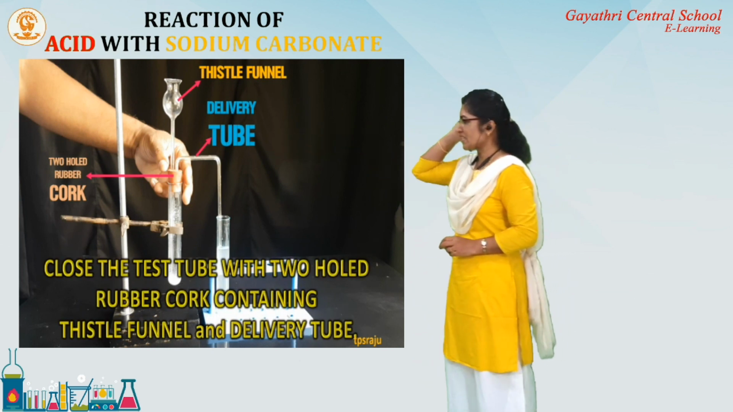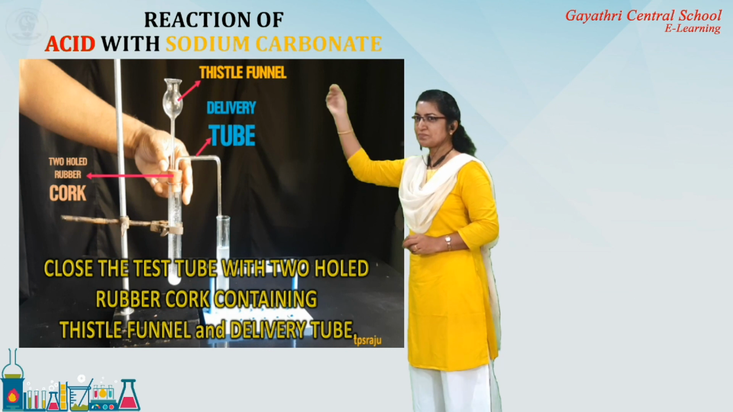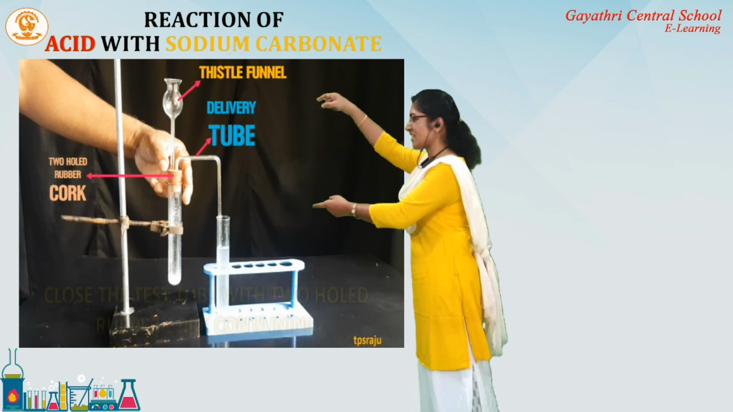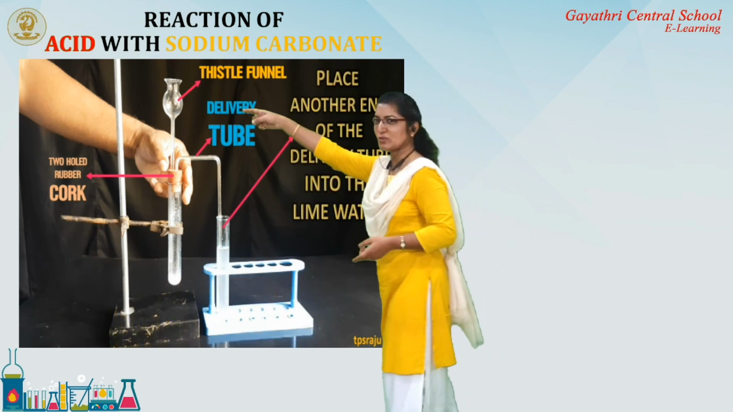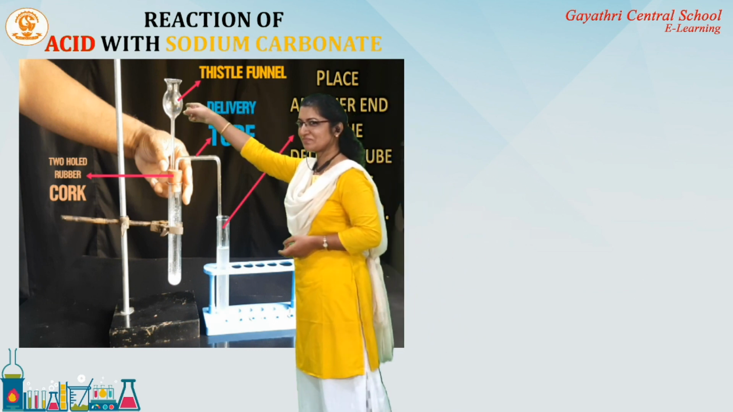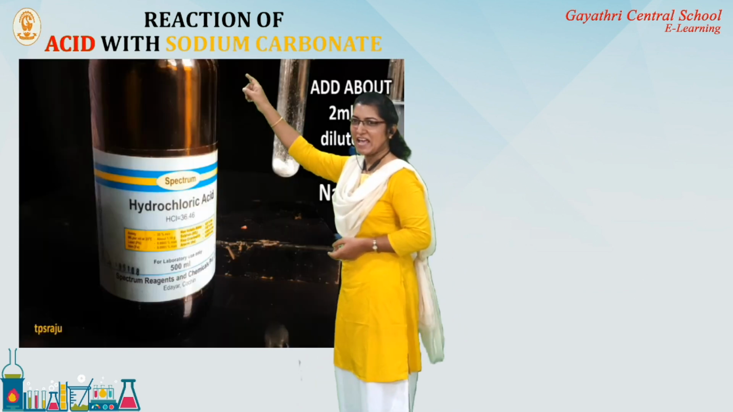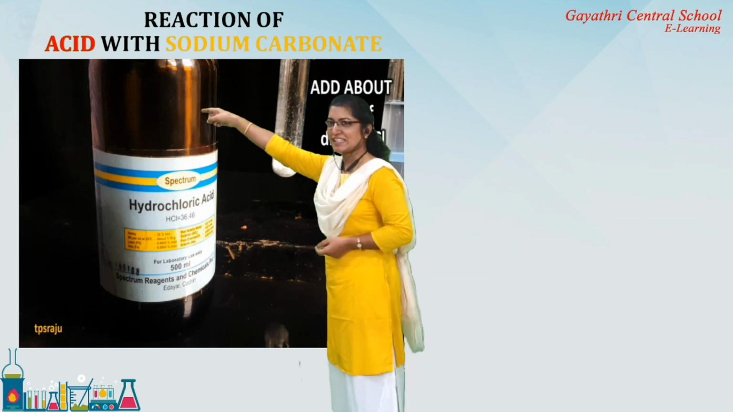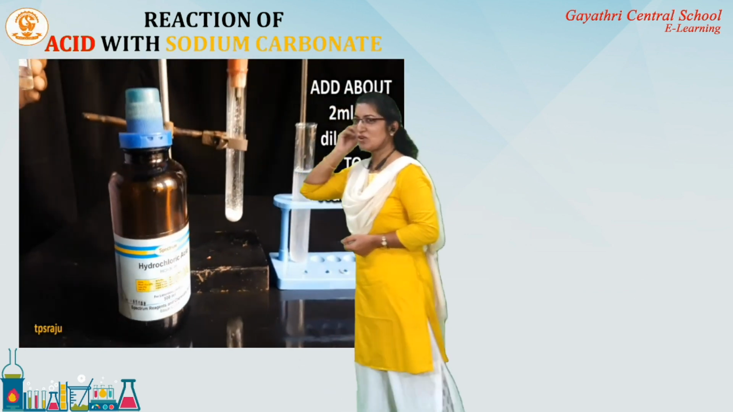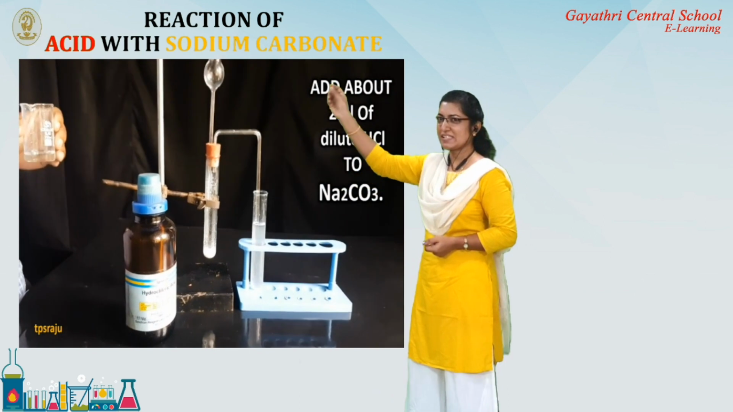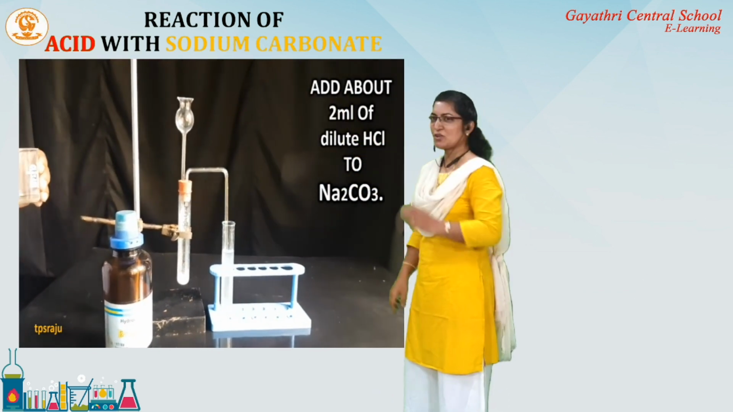So, through the thistle funnel, what will we be pouring? Inside the test tube we have taken sodium carbonate. Now, what do we pour through the thistle funnel? Acid. Yes, very good. We have to pour the acid. So here we are going to pour hydrochloric acid through the thistle funnel.